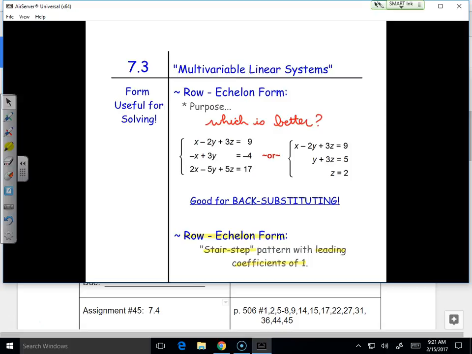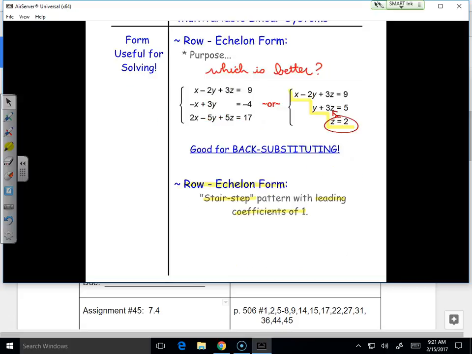So which one's the stair step? Why is the one on the right so much better? Because you can start with one and then go to the next. Where are you going to put it? Where else are you going to put it? And what are you going to use this to solve for? X, Y. And then once you find y, where are you going to plug that into? And then what are you going to be able to solve for? Y. I mean X. Incorrect. I'm just saying letters.